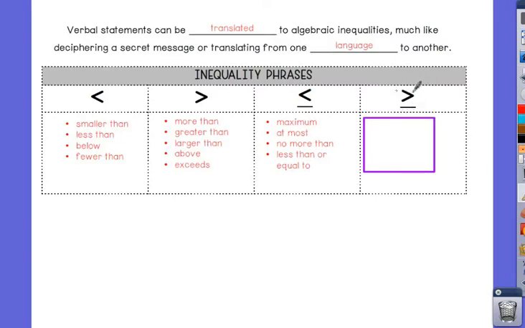So, what is this symbol? Greater than or equal to. So, what could be some synonyms? At least and at minimum. At least, minimum, no less than, more than or equal to. Greater than or equal to.